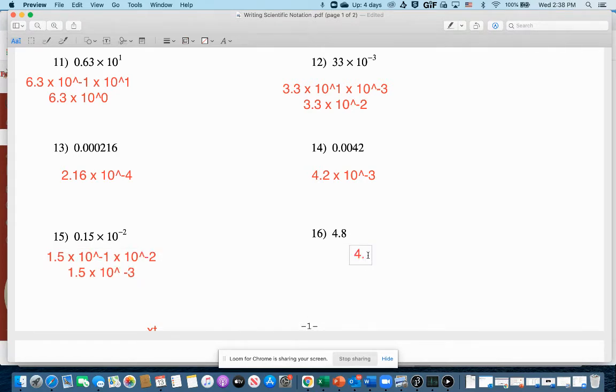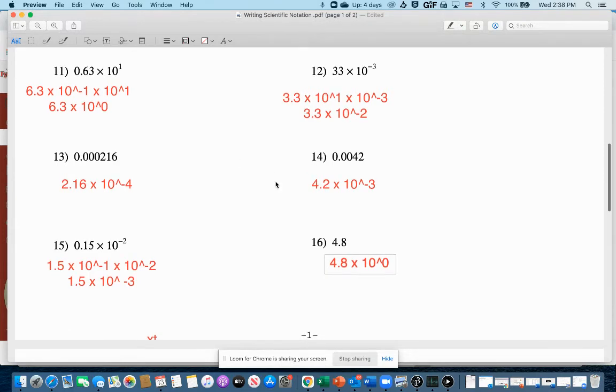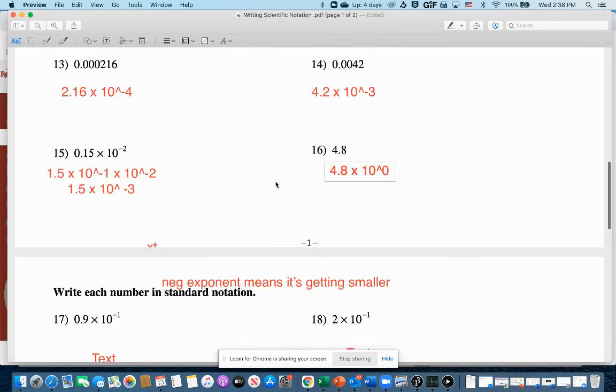My last one, 4.8 times 10. And right here, I didn't move it at all, so this just stays to the 0th power. So these are all examples of how I can take a number in standard notation and write it in scientific notation.